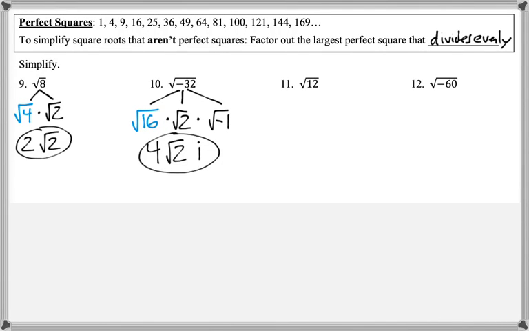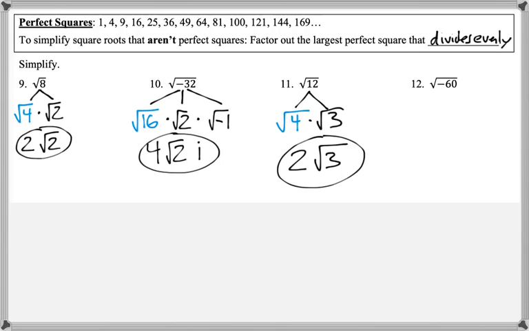Number 11 is the square root of 12. So I want to find the largest perfect square that divides into 12. And that would be 4. So 4 times 3 would get you back to 12. So then the square root of 4 is 2. So my final answer is 2 times the square root of 3.